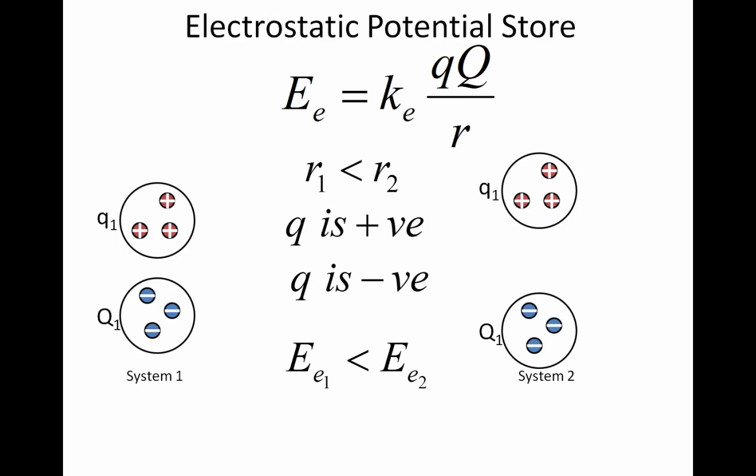So in this case, because they're opposite charges, system 2 has more energy in the electrostatic potential store than system 1.